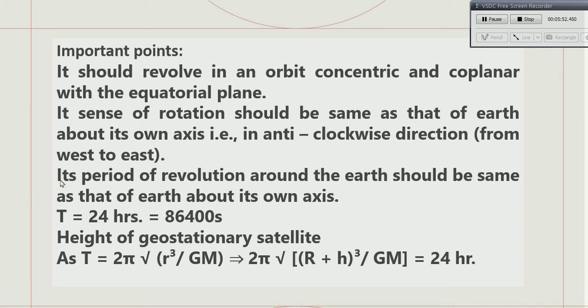Its period of revolution around the earth should be the same as that of the earth about its own axis, that is 24 hours. Clear? So this is T = 2π√(r³/GM). This came from the escape velocity part that I discussed in online classes. If I calculate the time period of revolution, it will be nearly 24 hours.